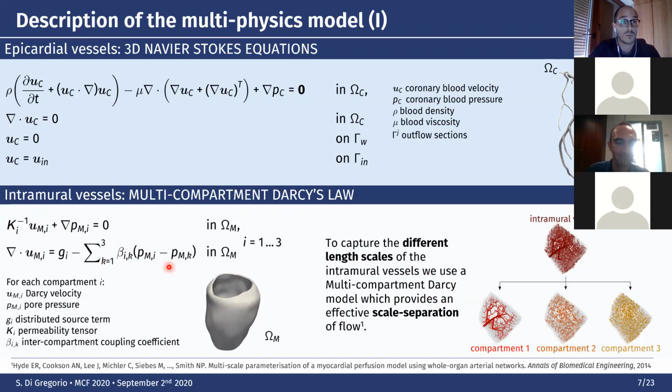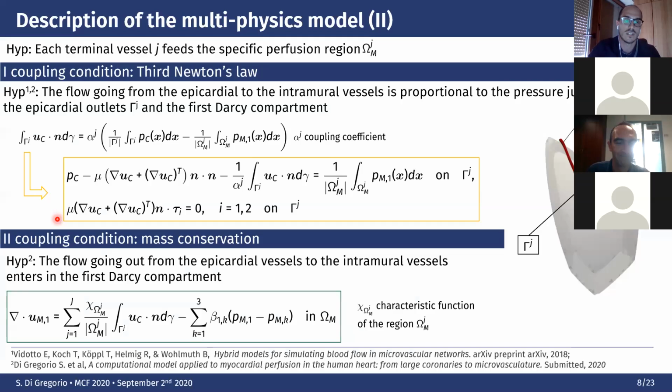Then we need to couple the model for the epicardial vessels with the model of the intramural vessels. For this reason, we use 2 coupling conditions. The first coupling condition is related to the balance of interface forces, and the hypothesis is that the flow going out from the epicardial vessel to the intramural vessel is proportional to the pressure at the outlet of the coronary vessel minus the first Darcy compartment average pressure.